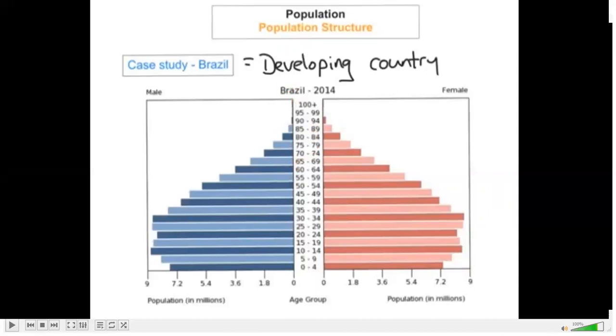And the last thing we can look at for Brazil's population pyramid is that we might notice that there's a reduction.